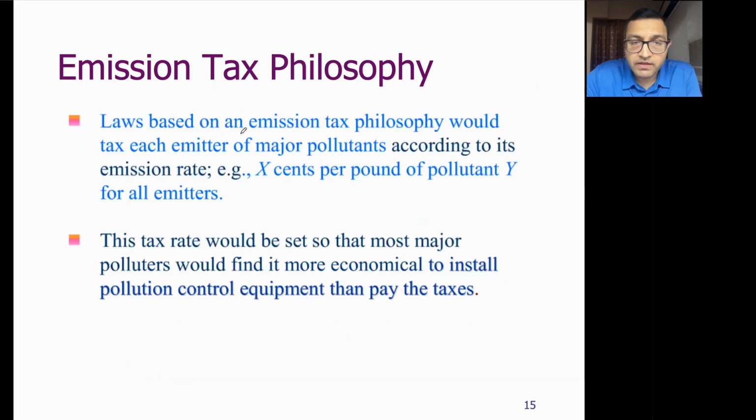Emission tax philosophy. This talks about having a law based on emission, that the more you emit, you have to pay a certain tax or a fine or a fee. So you are charged X cents per pound of pollutant Y for all emitters. So you have a tax rate. This would be set so that most major polluters would find it more economical to install pollution control equipment than pay the taxes. So you can make more of an economic decision than just a government-mandated limit.